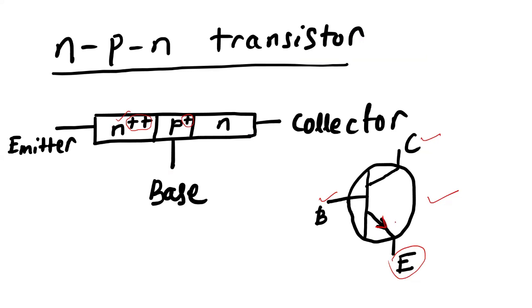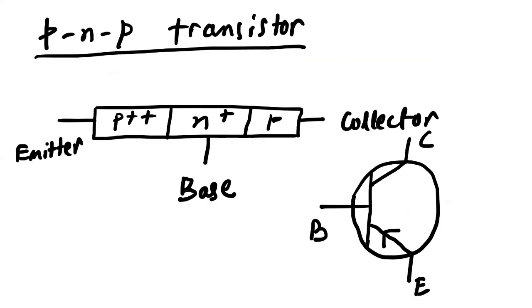The same way we can also show the PNP transistor. In a PNP transistor, the emitter is always heavily doped, the base region is moderately doped, and the collector region is the least doped. Here you can see it's a PNP transistor: P region, N region, and P region.